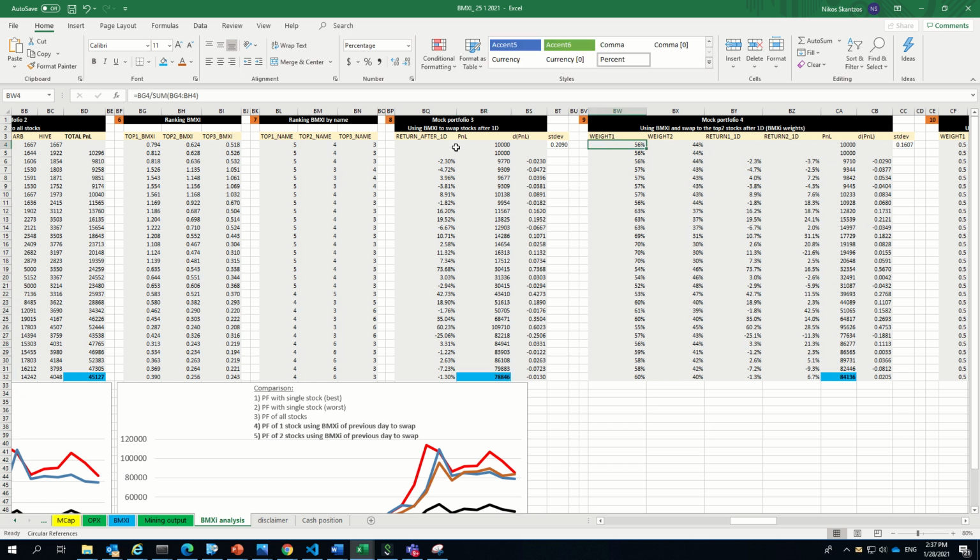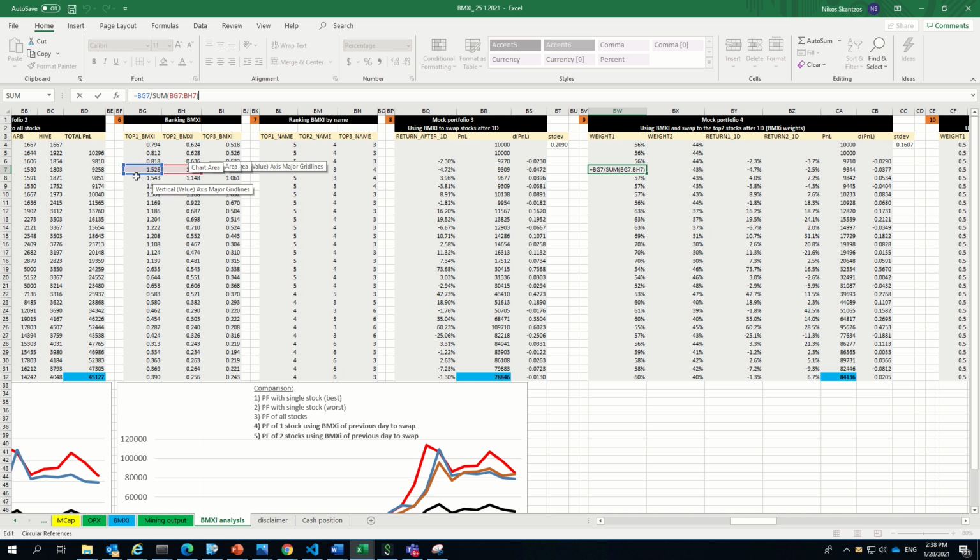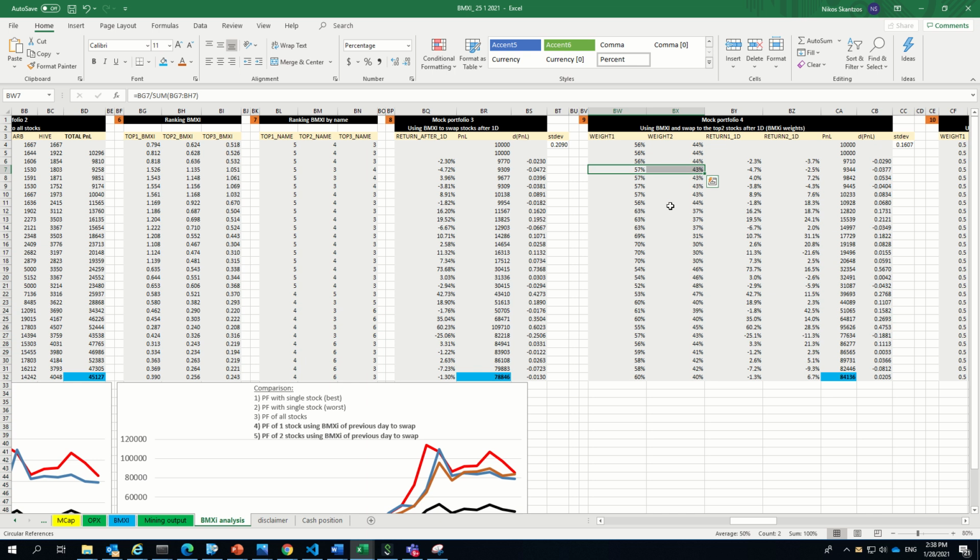So here then I said, okay, what if I don't look just at the top miner? What if I look at the top two miners? I assign a certain weight to the top two miners, weight one and weight two. And I observe the returns. So the returns look again 2 days before in each case. And the weight that I assign to each of the miners is proportional to the ratio that it had in the BMXI index. So if you see these numbers, they sum up to 100% all the time, but their relative proportion is exactly the relative proportion that they had in the BMXI.